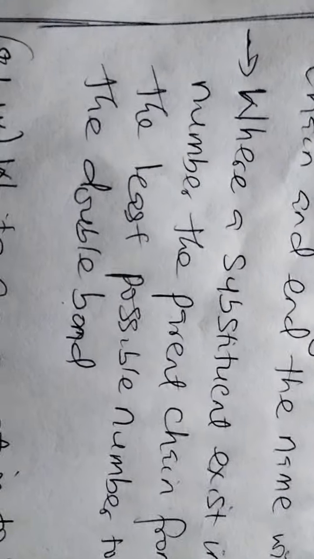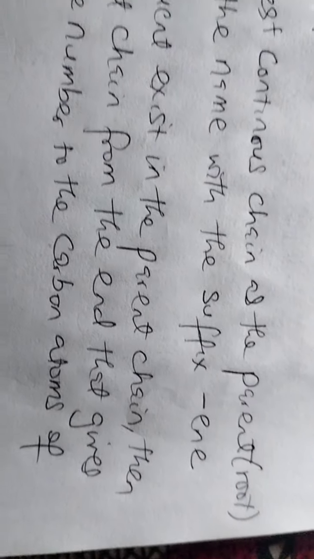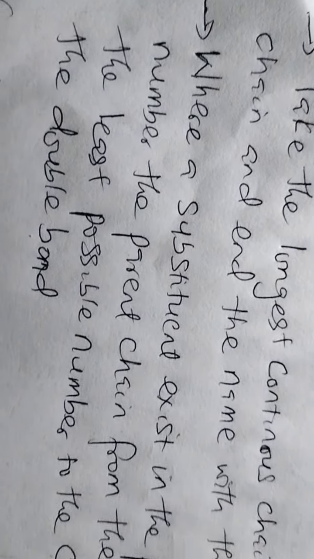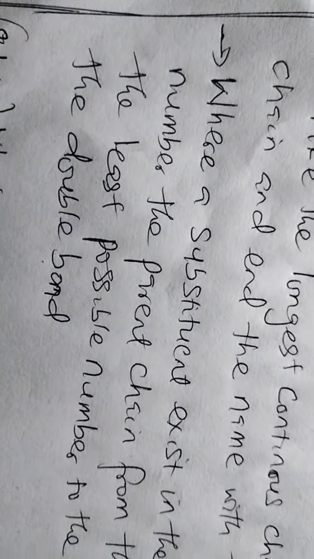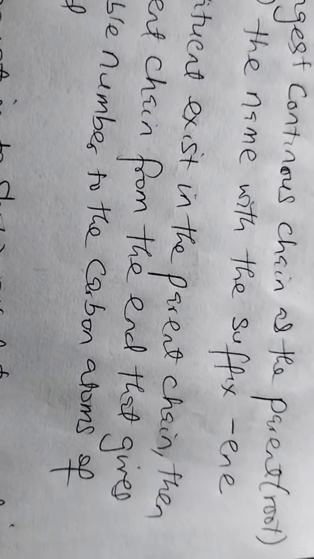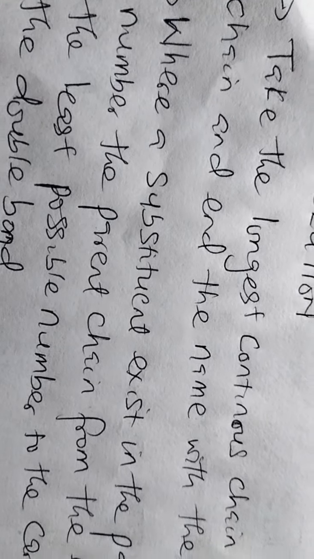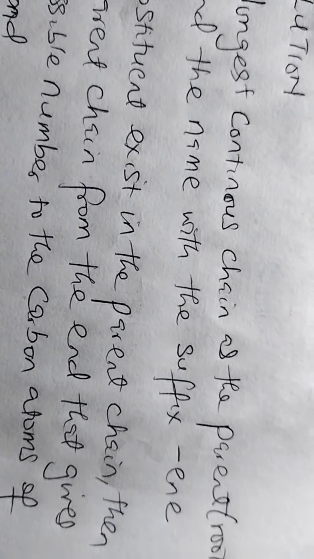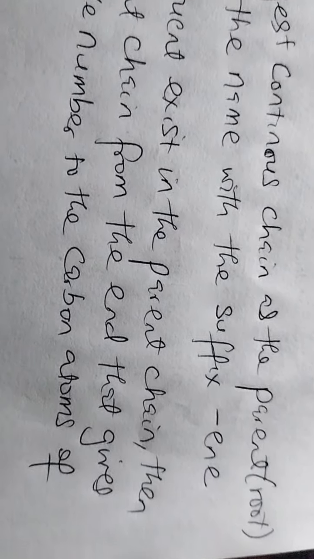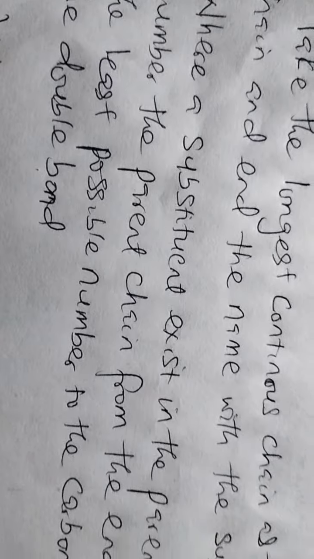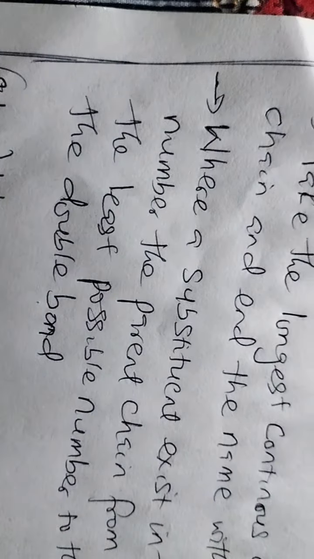Number 2, where a substituent exists in the parent chain, then number the parent chain from the end that gives the least possible number to the carbon atoms of the double bond. Where a substituent exists in the parent chain, then number the parent chain from the end that gives the least possible number to the carbon atoms of the double bond.